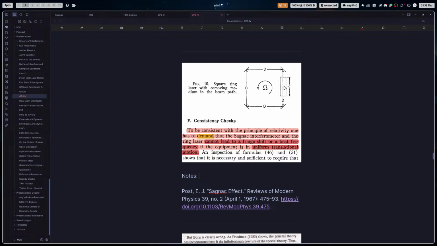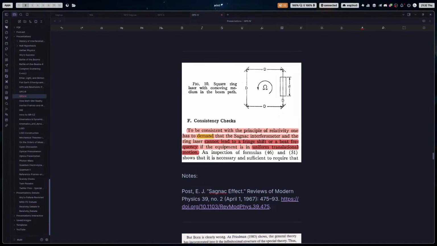And if you apply your Lorentz transformation to the receiver, which is the recorder on the platform that's rotating too, you do not predict a fringe pattern. At best, you would predict a much smaller fringe pattern. That's what this guy is saying. It cannot lead to a fringe, in plain English.